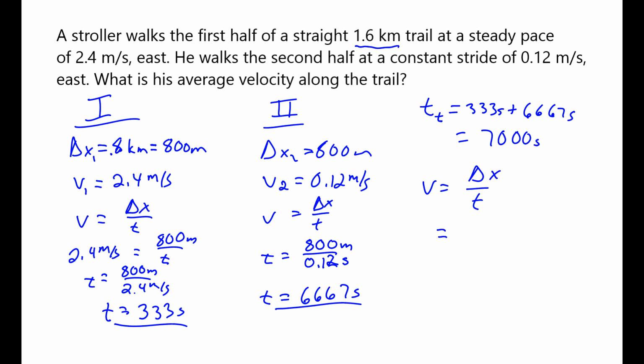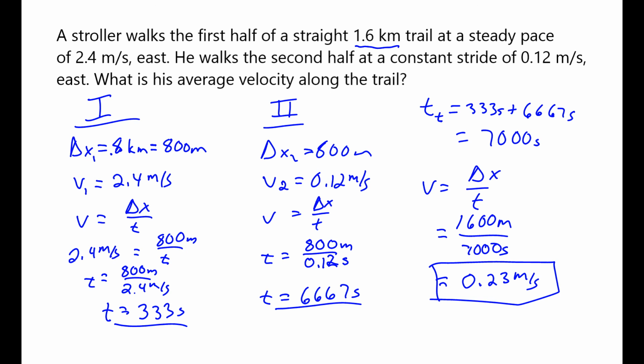So now to find our average velocity for the whole thing, we do v equals delta x over t. What are we going to use for delta x for our total? 1.6 kilometers, but we want it in meters, so it's going to be 1,600 meters divided by our total time, which is 7,000 seconds. So what's our velocity? 0.23 meters per second. So that's our answer. That makes sense because he spent a lot more time going 0.12 meters per second, so our average should be a lot closer to 0.12 meters per second.